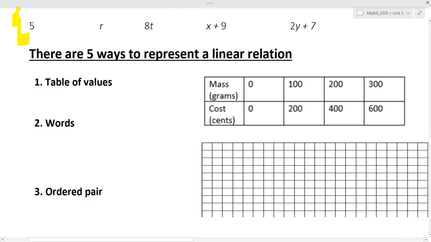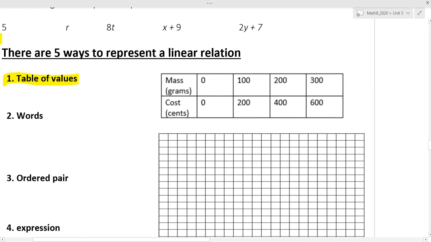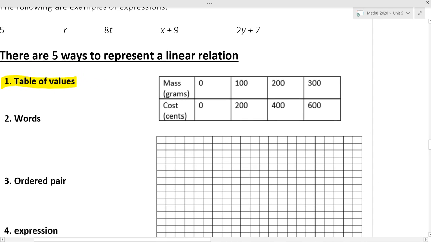Now, this whole chapter is about learning about linear relationships, so the things that fall on a line. There are 5 ways that we can represent a linear relationship. The first one is using a table of values, like we have here. Just because numbers are in a table does not necessarily make them linear, right? Because if you want to check if something is linear, it has to be going up by an even amount.